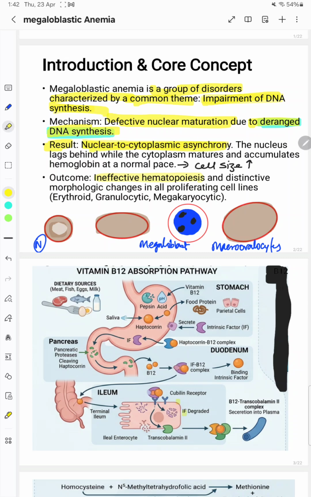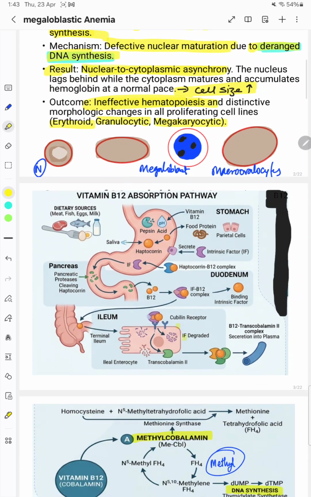The nucleus lags behind while the cytoplasm matures and accumulates hemoglobin at a normal pace, and this will result in increased cell size. The outcome of this condition is ineffective hematopoiesis and distinctive morphologic changes in all the proliferating cell lines like erythroid, granulocytic and megakaryocytic.